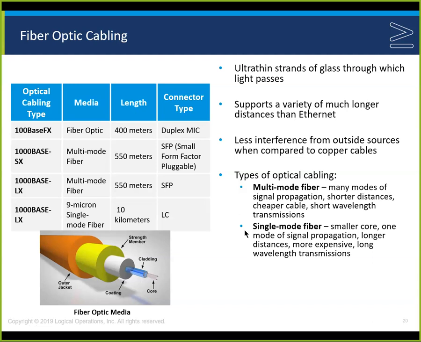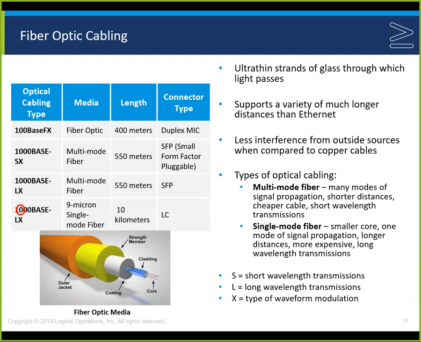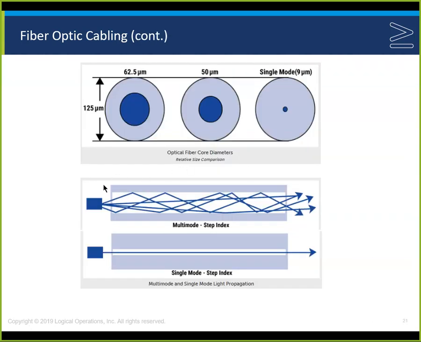So single mode, multi-mode fibers. The abbreviations for these things over here on the left, the optical cabling type. The S is a short wavelength transmissions. The L is long wavelength transmissions. And the X, this one missed a little bit, is the type of waveform modulation when we look at these things. And the F is going to be F for fiber when we look at these things.